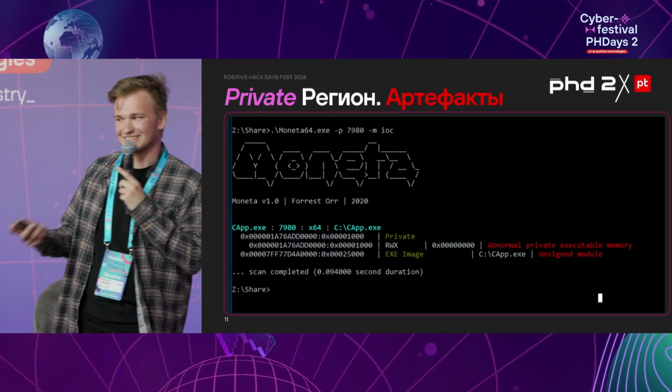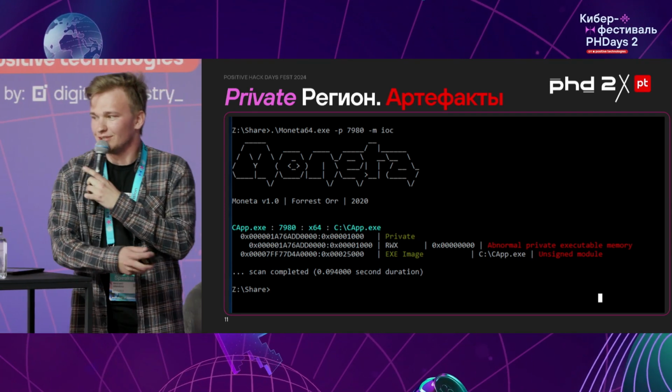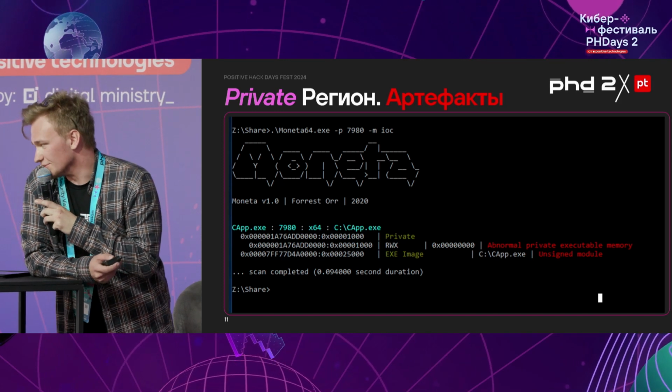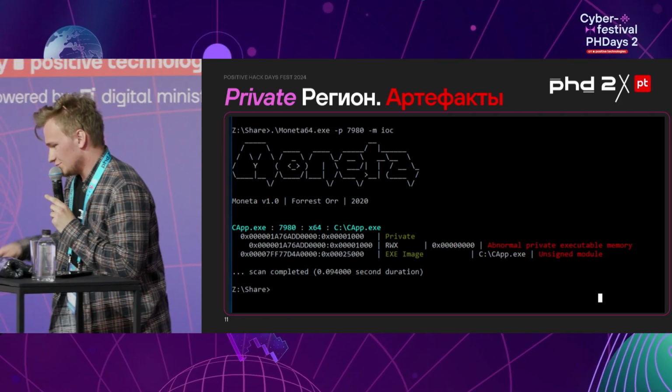It means that executable memory is not typical for the private region, hence abnormal private. So where do we draw these interesting conclusions from?